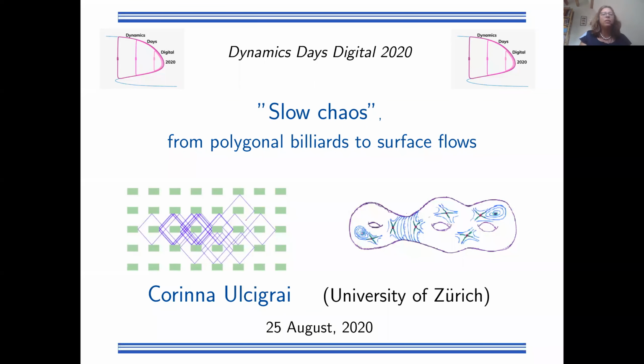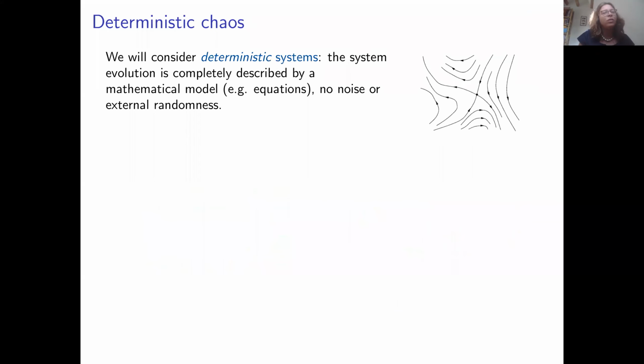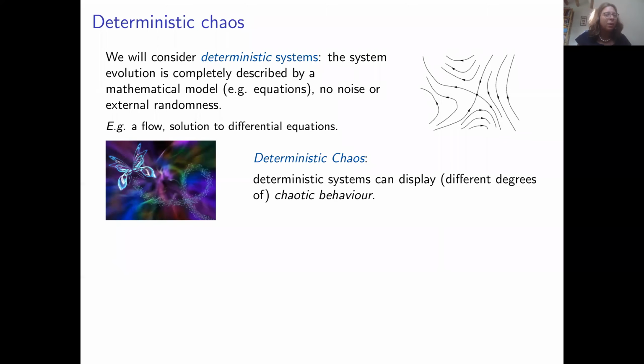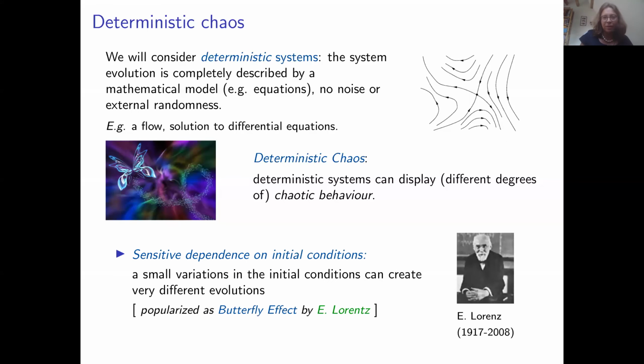Okay, so what is slow chaos? First of all, whatever I will be talking about today are deterministic dynamical systems. So I will not consider systems which have randomness or external noise. And mostly we will deal with flows, so you can think of them as solutions of differential equations. Everything is deterministic, but we all know very well that deterministic systems exhibit chaotic features, with different degrees of chaotic features. We'll discuss them later.